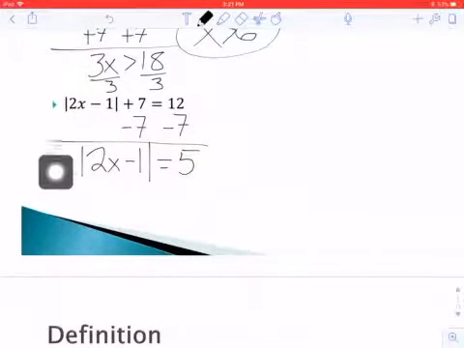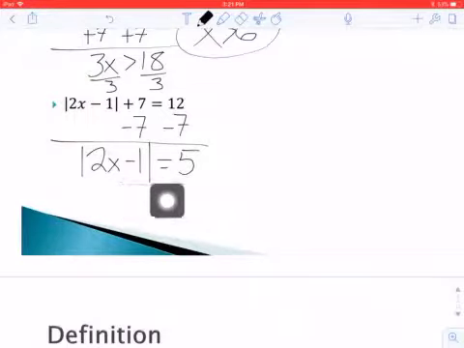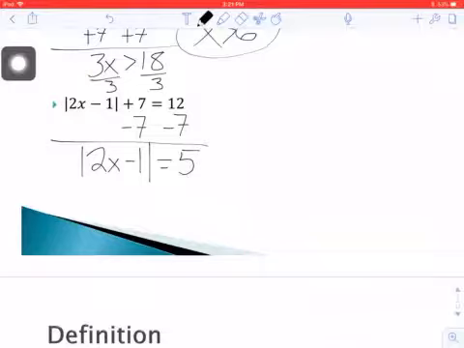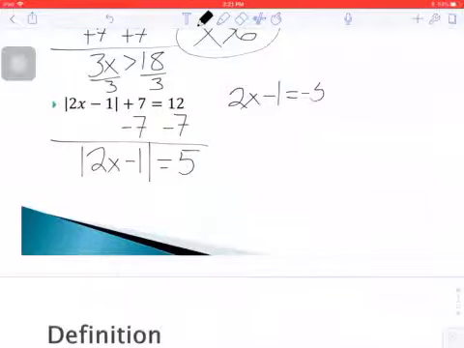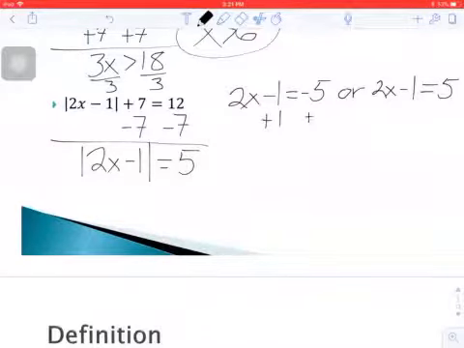So going back to our previous example, we got to finish this guy out. We're looking at this absolute value right here is going to be 5 units away from 0, so it could go left or right. So we're going to start off with the left. 2x minus 1 is equal to negative 5. That's the left side. Or 5 units to the right puts us at positive 5, so 2x minus 1 could be equal to positive 5. And then we're going to work to solve this by adding 1 to both sides.